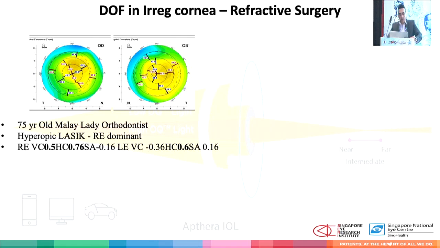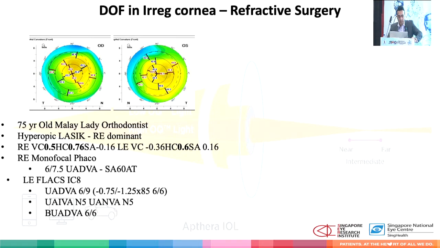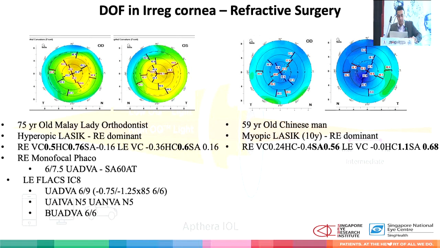These are some of the cases I use the lens in. This is a 75-year-old lady, who's a dentist from Malaysia. She had previous hyperopic LASIK, so high levels of vertical and horizontal coma, but of course low levels of spherical aberration in both eyes. The right eye is dominant, so the right eye gets a monofocal lens, and I use an SA60 to balance the spherical aberration. The left eye I put an IC8 in, and she gets pretty reasonable intermediate vision and near vision, reading N5. But the best thing about this lens is they actually get much better distance vision in the eye than you would expect. So she's actually 6/9 unaided for distance, and overall she's got very good distance, intermediate and near vision.